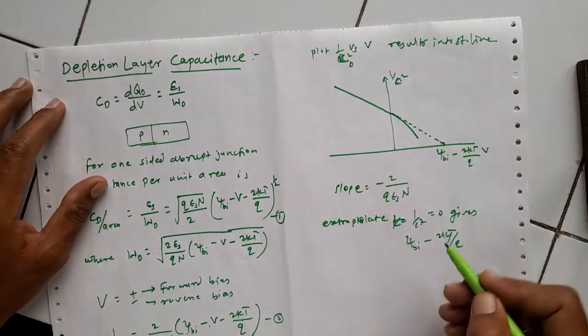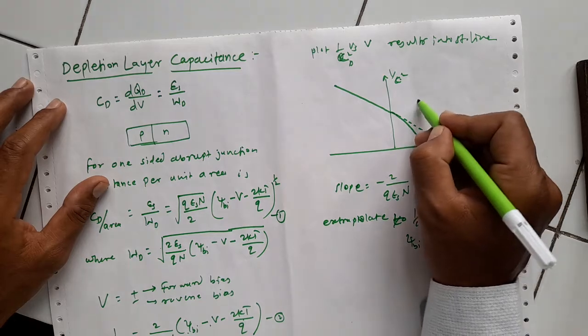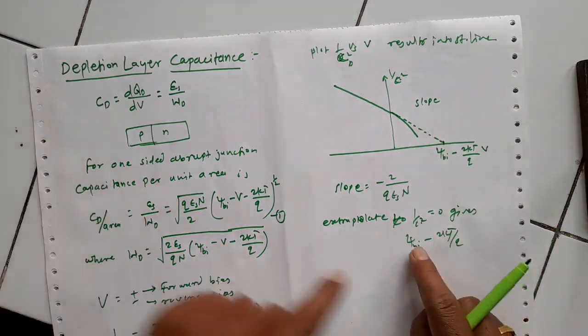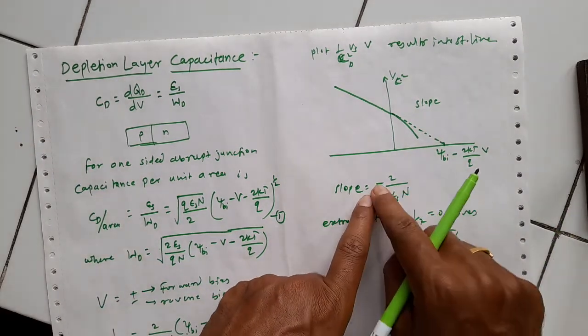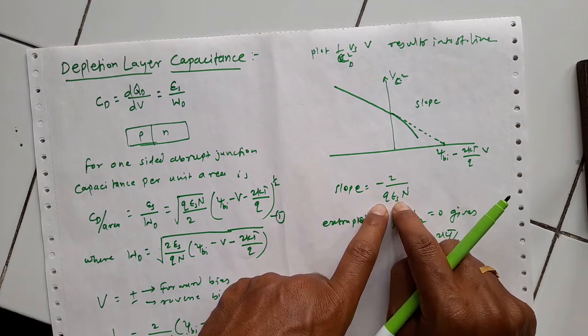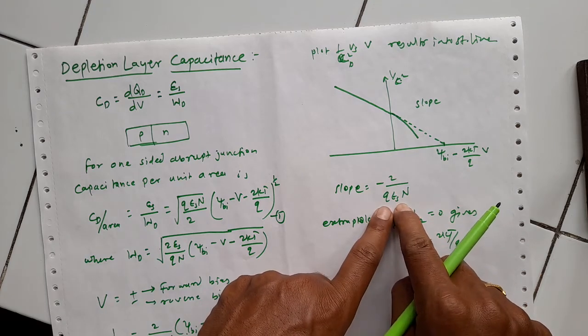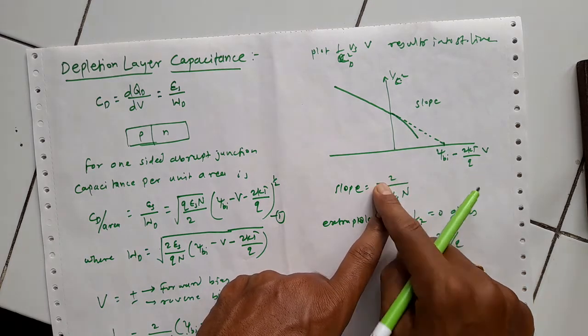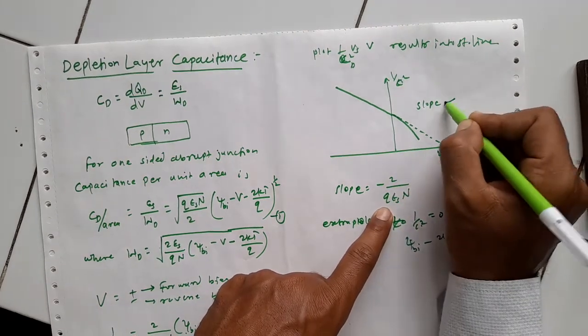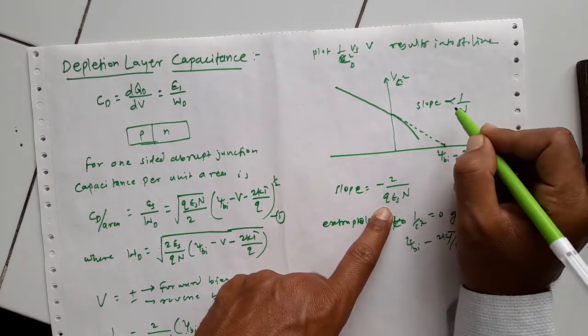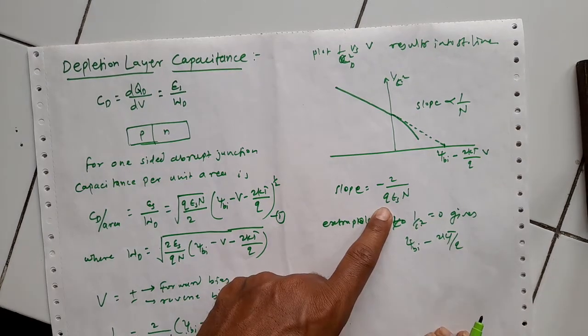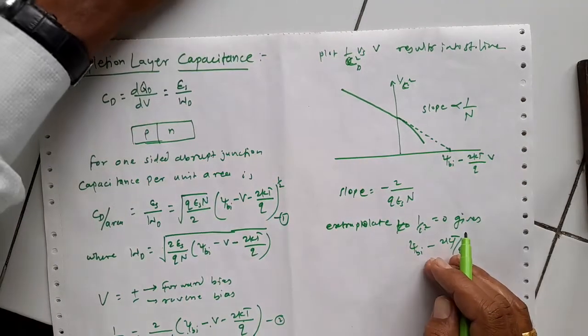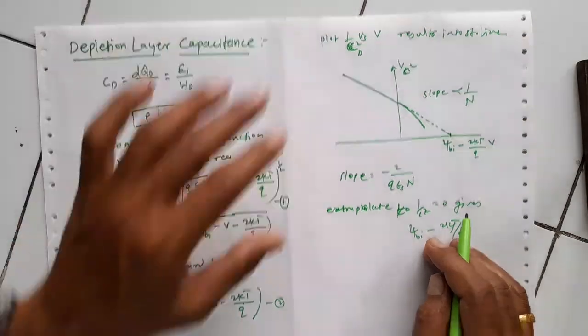And how much is the slope? We can get it. See, slope is minus 2 upon q epsilon. So q and epsilon are constants, and the minus sign is also there, so it is proportional to 1 by N. So the slope is inversely proportional to the impurity concentration.